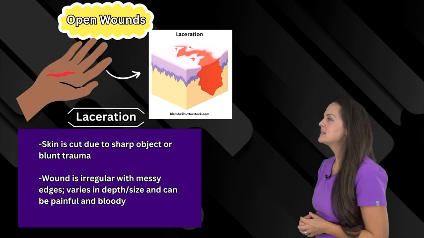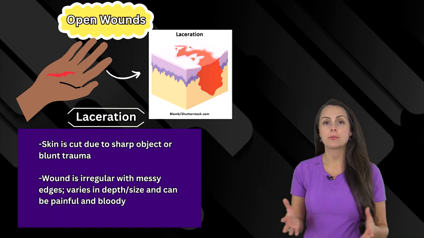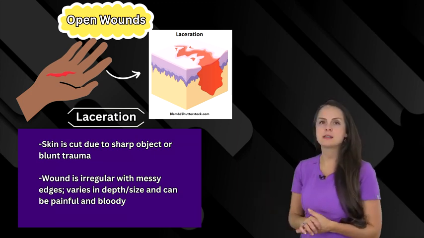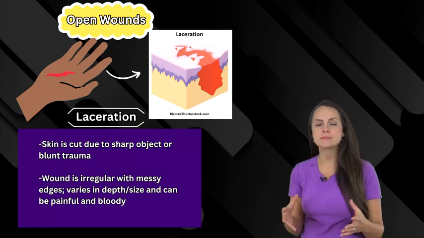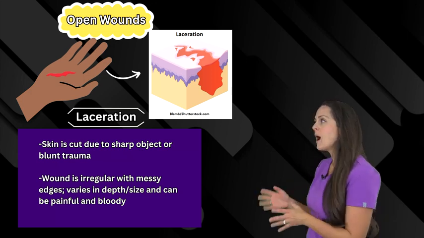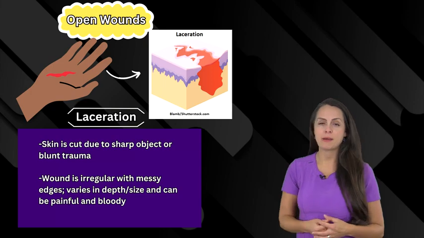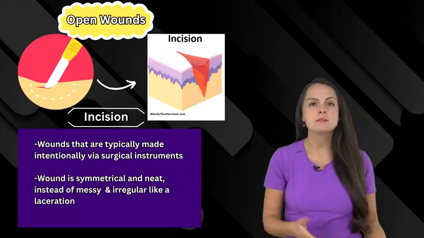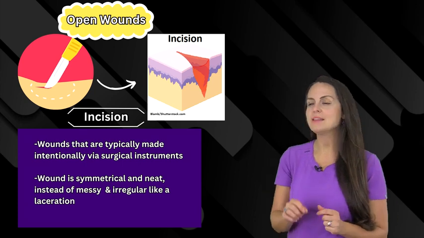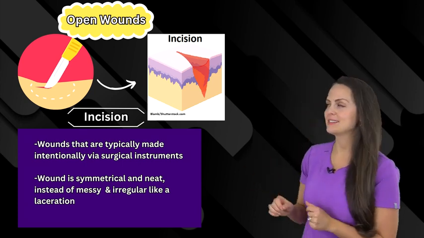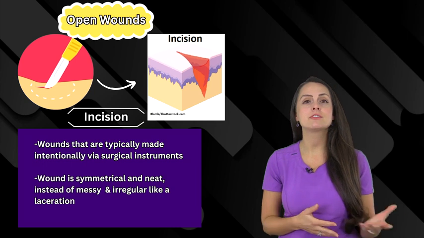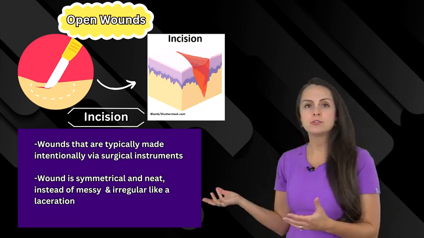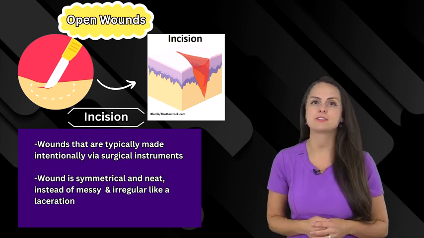Next is laceration, and this is a wound that is caused by a sharp object or blunt trauma, and its appearance can be rather messy. It can be irregular, it can have various depths and sizes, and it's going to be quite bloody. In addition, it can be quite painful as well. Then we have incision. Now, this type of wound may seem similar to a laceration, but this was, in most cases, intentionally created via a surgical instrument like a scalpel. So its appearance is going to be symmetrical and nice and neat compared to a laceration.